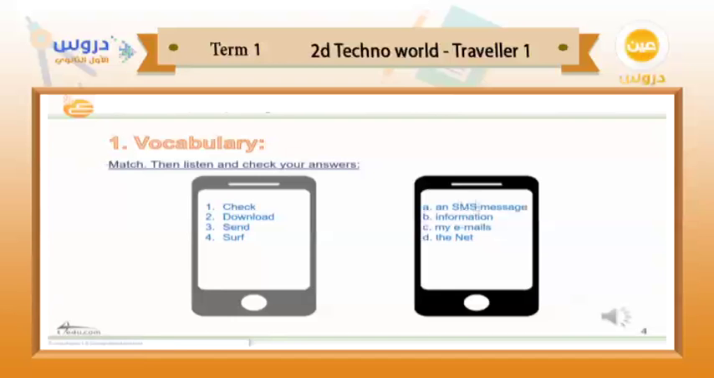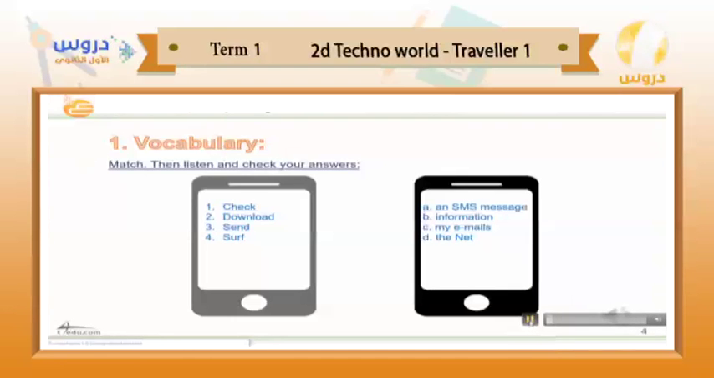Now, can you guess the meaning of SMS? SMS means short messaging service. This is the initials, or short form, of short messaging service. And the word net is the short form of the word internet. Now listen and check your answers.